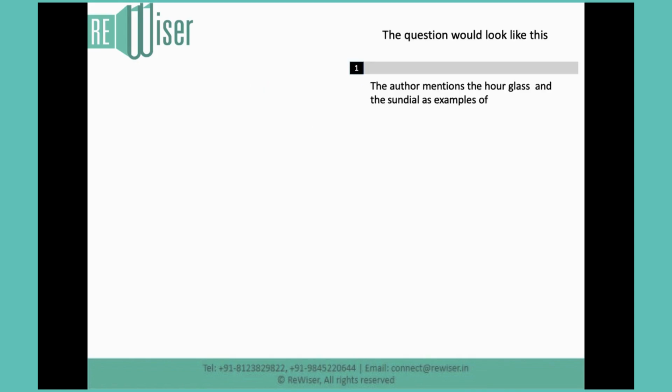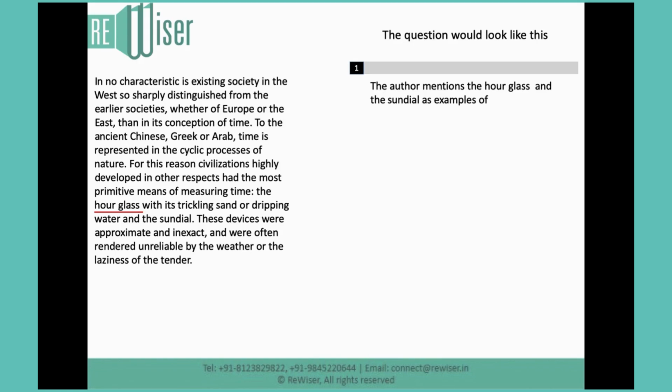The question would look something like this. The author mentions the hourglass and the sundial as examples of what? Go to the bit of the passage which has these keywords. There you have it, hourglass and sundial. So you read that bit.